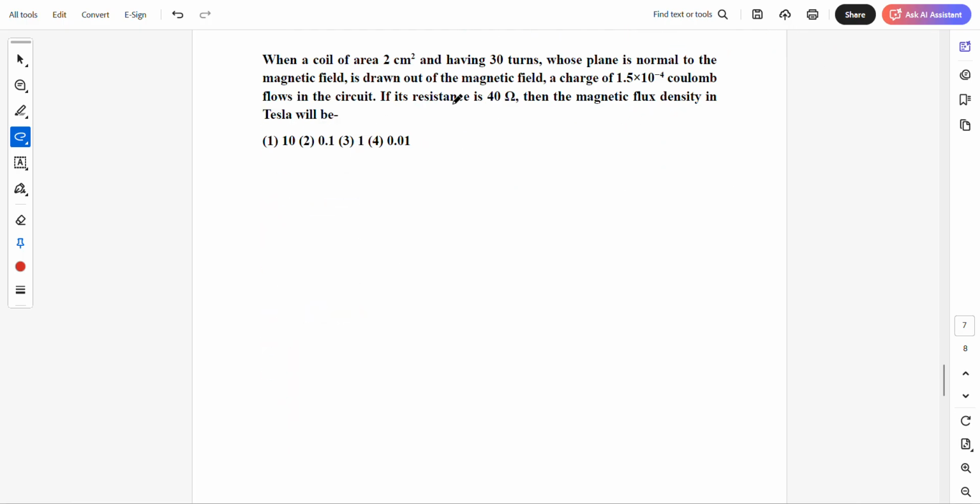ನೆಕ್ಸ್ಟ್ ನೋಡೋಣಪ್ಪ. ಕಾಯಿಲ್ ಆಫ್ ಏರಿಯಾ ಮತ್ತು ಏರಿಯಾ ಕೊಟ್ಟಿದ್ದಾರಪ್ಪ. ಎಷ್ಟು ಕೊಟ್ಟಿದ್ದಾರೆ? ಏರಿಯಾ ಇಸ್ ಈಕ್ವಲ್ ಟು 2 centimeters ಕೊಟ್ಟಿದೆ. Number of turns ಕೊಟ್ಟಿದ್ದಾರೆ. You have to be careful. 30 turns. Okay. Whose plane is normal to the field, so B and A are parallel. It's drawn out of the magnetic field.